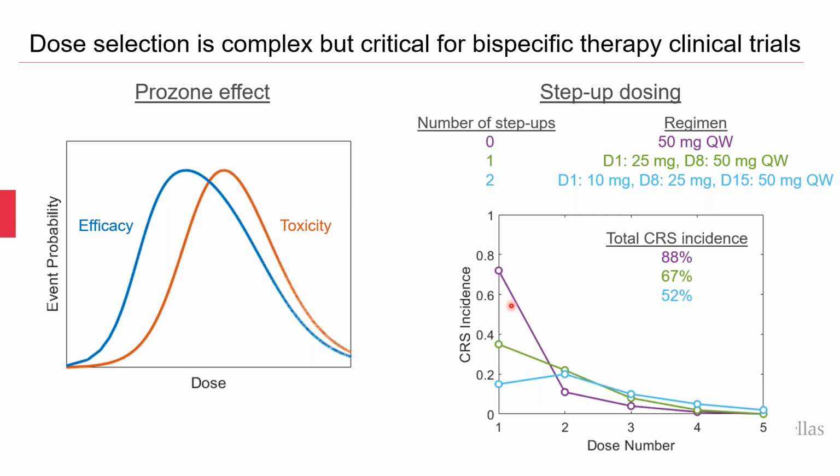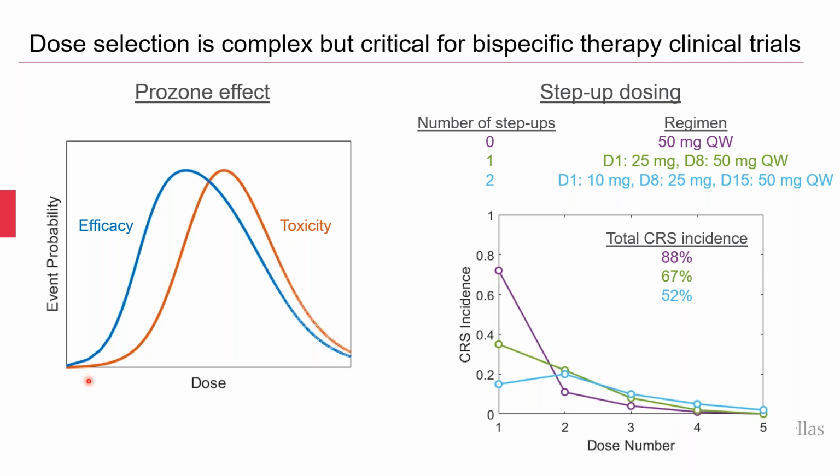This slide is just to highlight that dose selection for bispecifics is complex, but it's also very critical, not just from a cytokine release perspective, but with bispecifics, we also see some additional mechanisms that lead to this dose selection being complicated. So one effect that we see with bispecifics is called a lot of different things. One name for it is this prozone effect. It's also called hook effect, the inverse U-shaped bell curve.